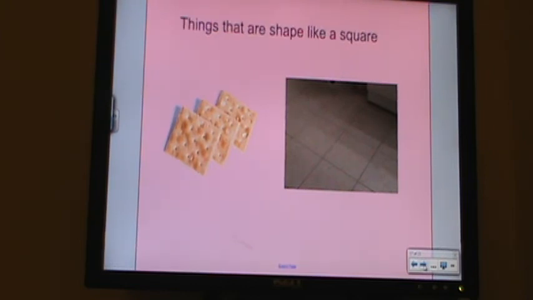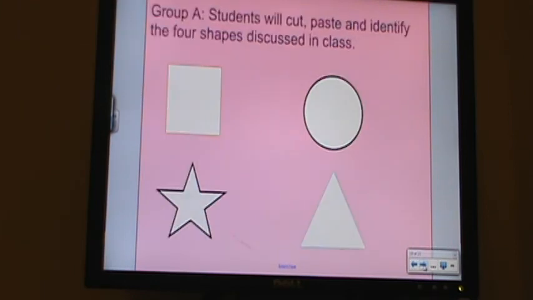Once the lesson is completed, I will be breaking the students into 3 groups. We are going to have a lower level group. This will be group A, and this will be the students that are in need of most help. In this activity, I will ask the students to cut, paste, and identify the 4 shapes that were discussed in class. I will be working with the students as a facilitator by providing them guidance and support that they need in order to complete the activity.